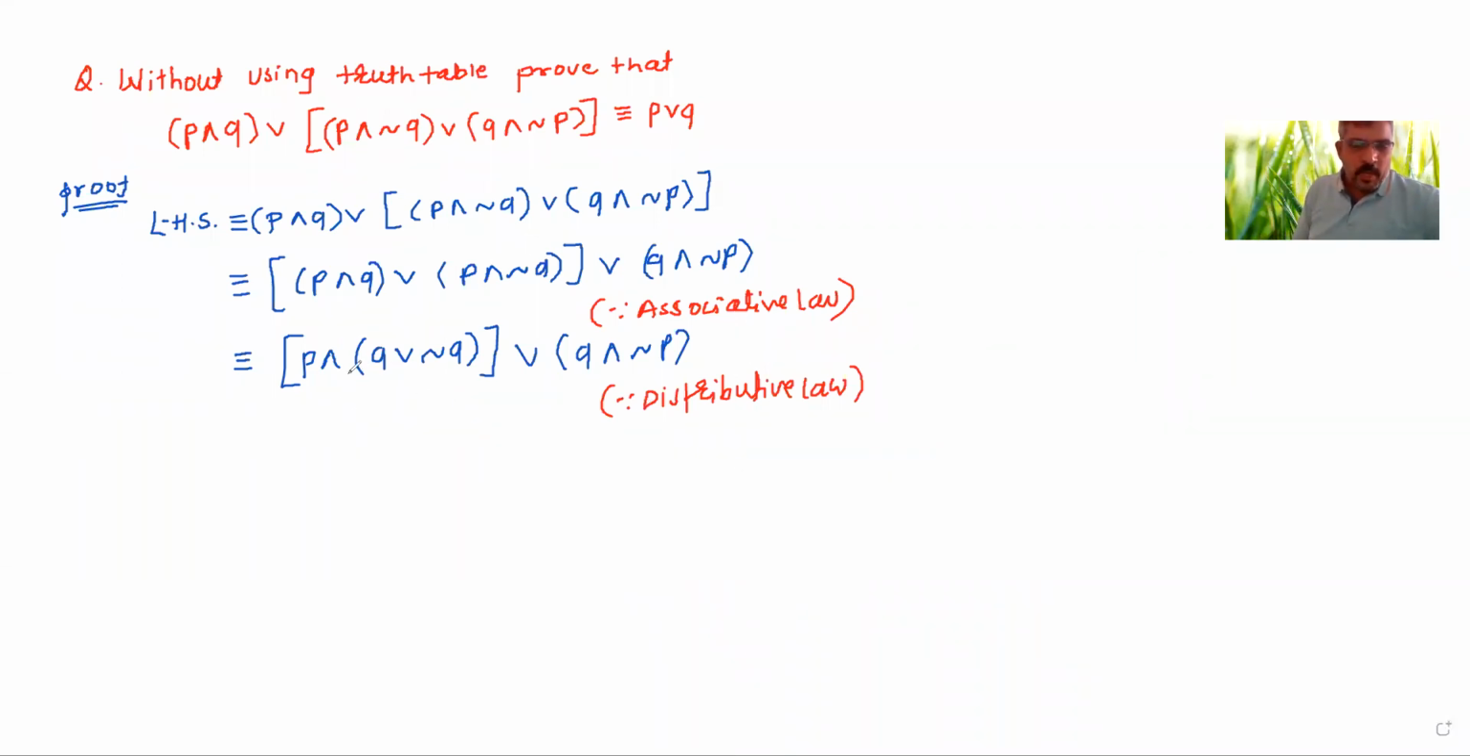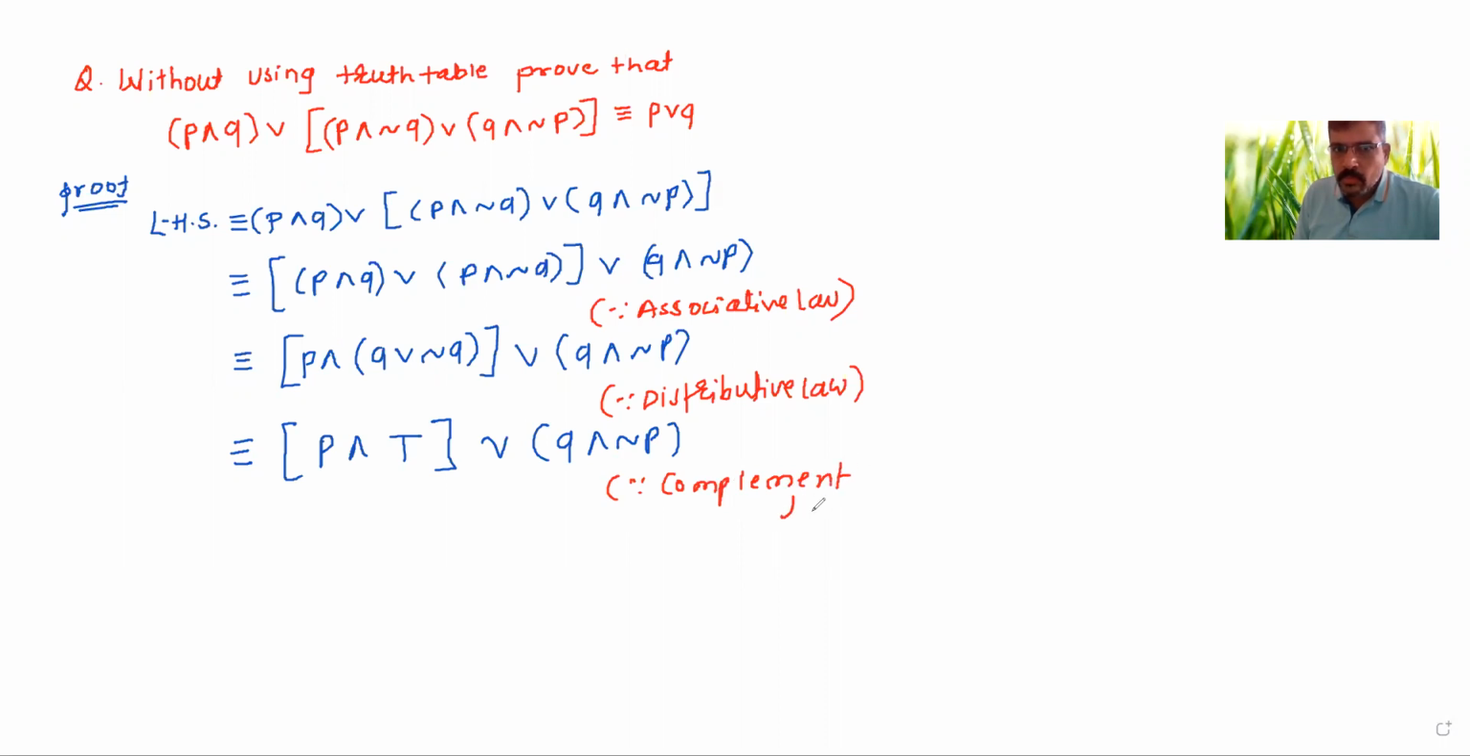Now, after using distributive law to take this P and outside, if you observe this bracket, it is clear that it is Q or negation Q. And you know Q or negation Q, by complement law, is a tautology, that is T. So in the next step, it is equivalent to P and T or Q and negation P. The reason for this step is complement law.